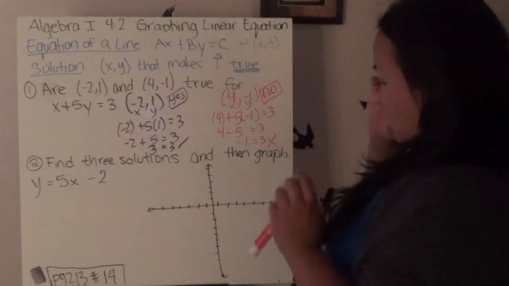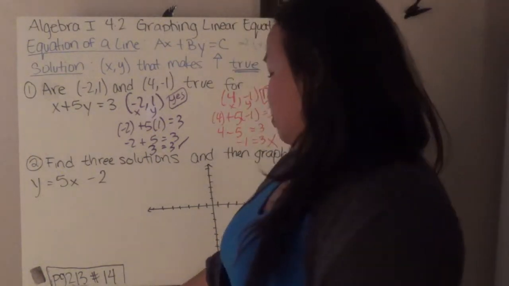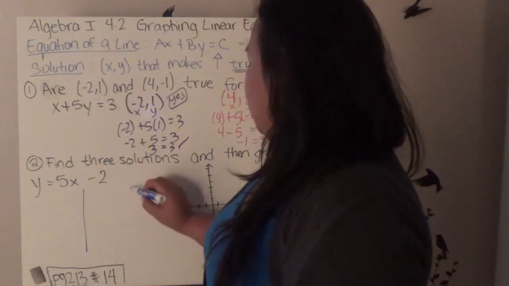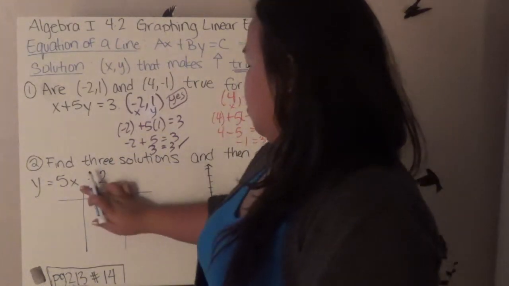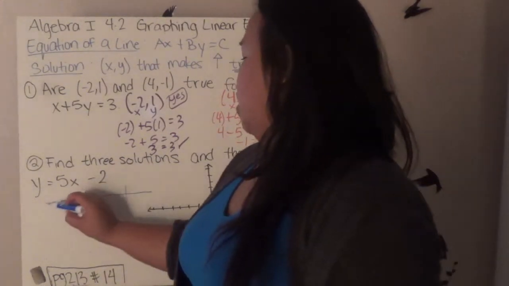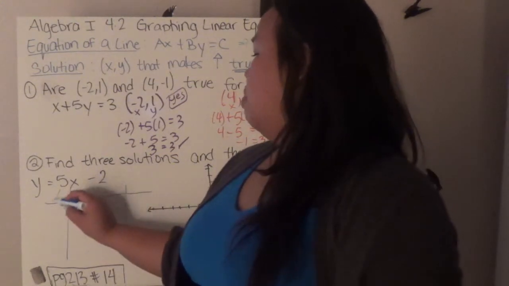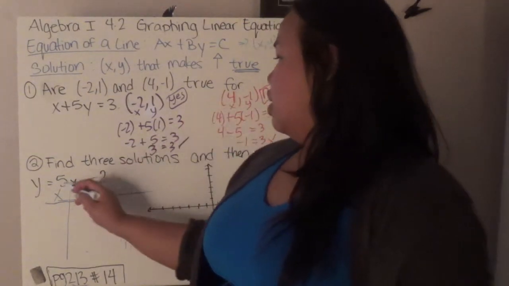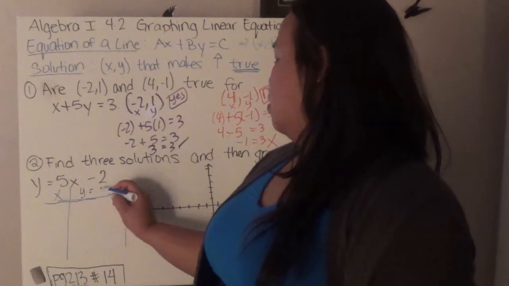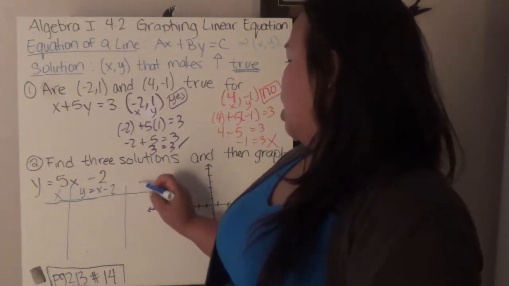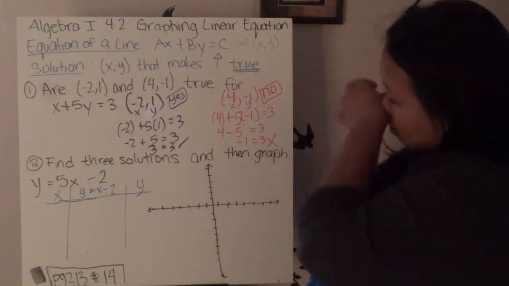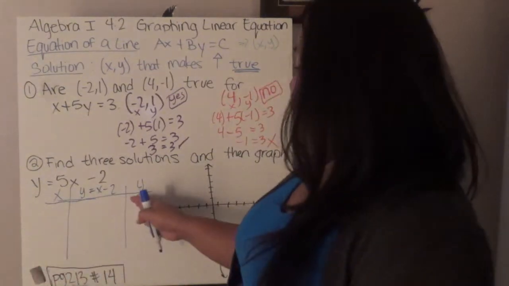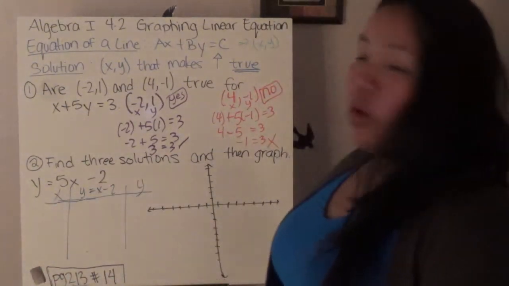So what I want to do is use a table. It's a 3-column table. This is going to be my x. In the middle is going to be my work. Here is my equation. And this is going to be my y. What this is telling me is that if I pick a number for x, and plug it in, whatever y is will then give me the x and y point.